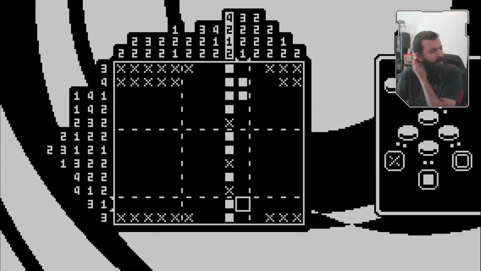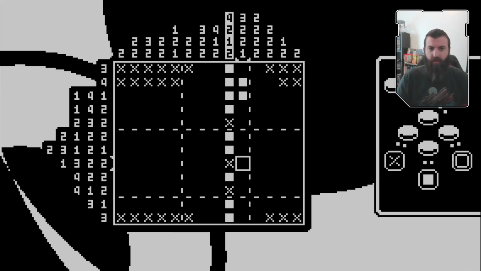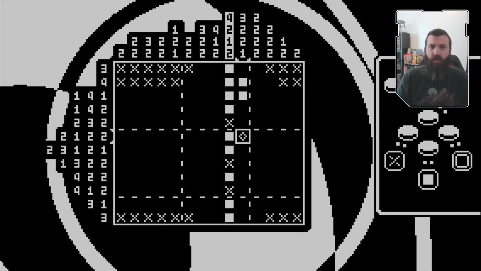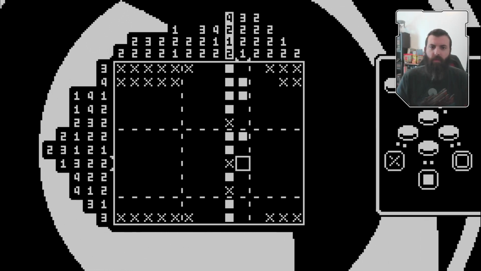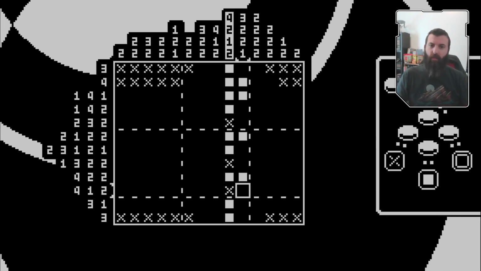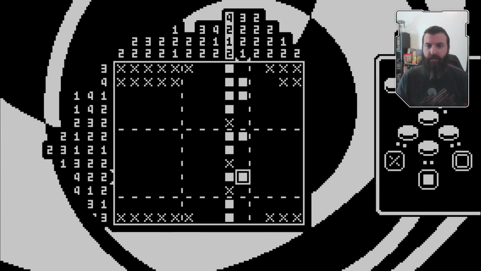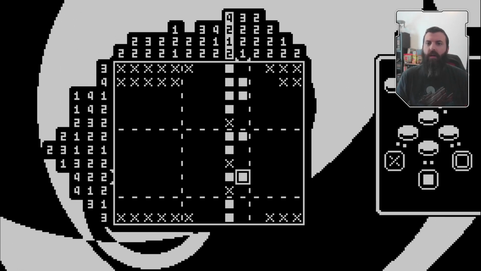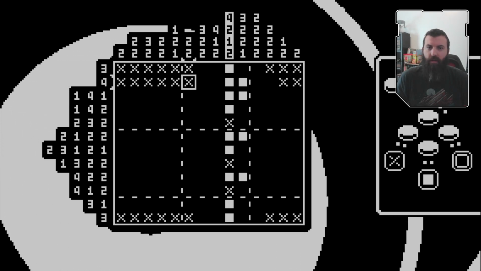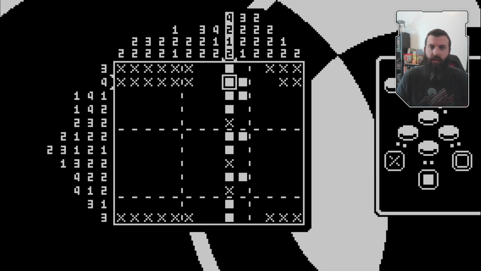So I definitely messed that up a little bit. I should have been filling some in. So sorry. 1, 2, 3 space, 1, 2 space, 1, 2 space, 1, or 1 space, 1, 2. So that pixel has to be filled in for that. That does narrow things down a little bit for us right here. We know that this 4 couldn't reach over to there.